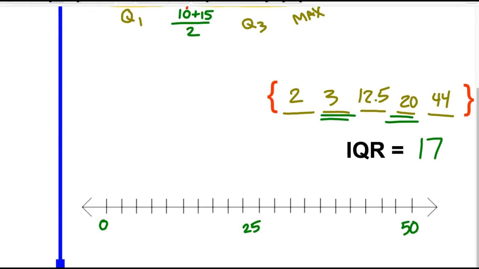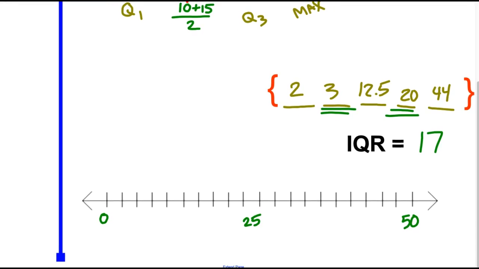It'd be nice if we had a little less lines here, but anyhow, 2 to 3 is my lower whisker, so it only goes from 2 to 3. So let's just say it's like there to like there. And then the box goes all the way to 12.5, so that's going to be somewhere halfway between there.